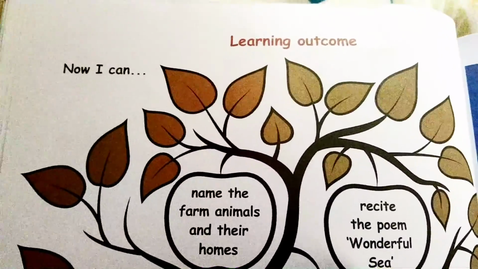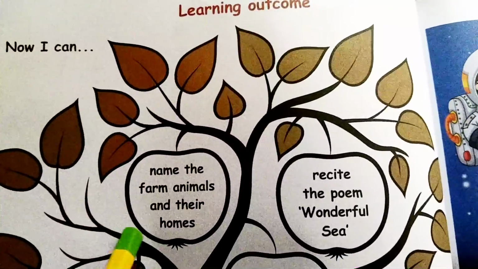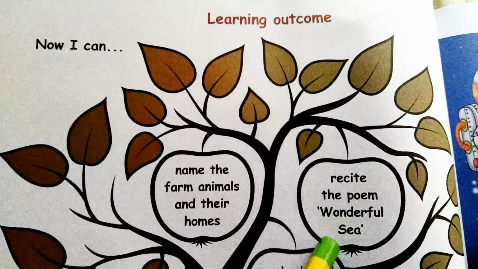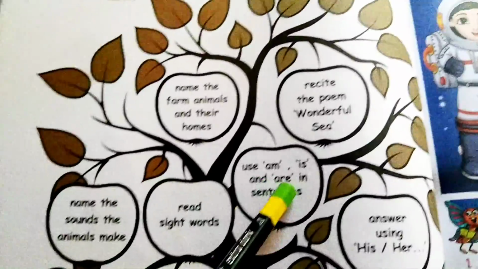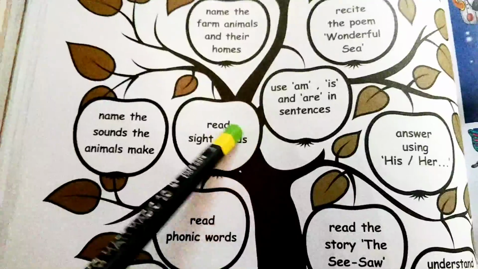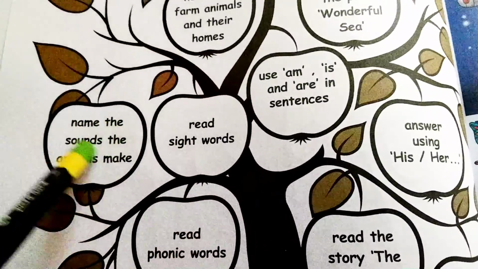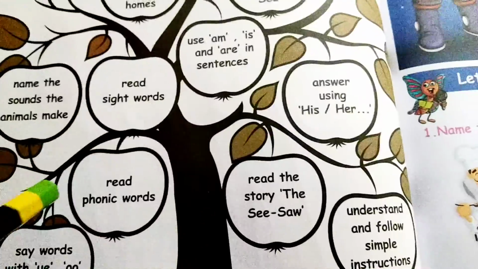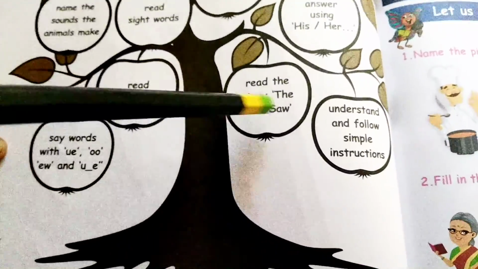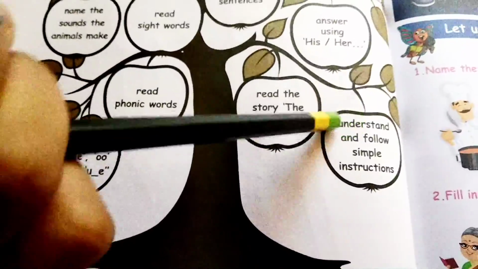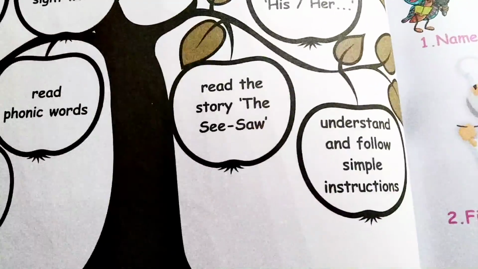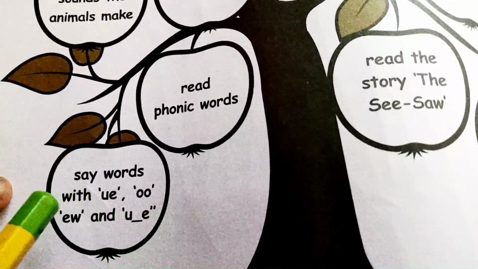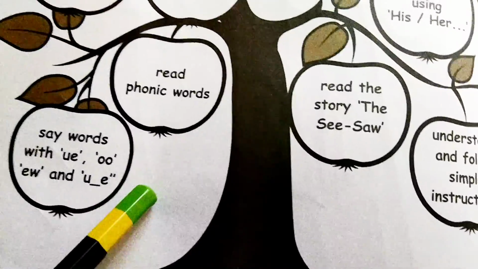Learning outcome. Now I can name the farm animals and their homes. Recite the poem Wonderful Sea. Use am, is, and are in sentences. Recite words. Name the sounds the animals make. Answer using his, her. Read phonic words. Read the story The Seesaw. Understand and follow simple instructions. Say words with u, oo, and u-e.